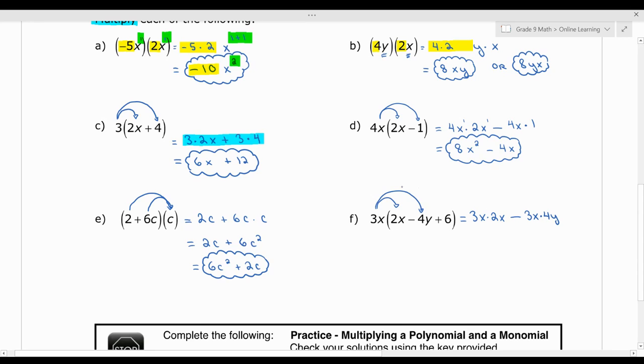And then plus 3x times 6. Clean stuff up. 3 times 2 is 6. X times x will give you x squared. Minus 3 times 4, you will get negative 12. X times y, there's nothing you can do. We'll just write it as xy. And then 3 times 6 will give you 18. And I just have that x at the end.